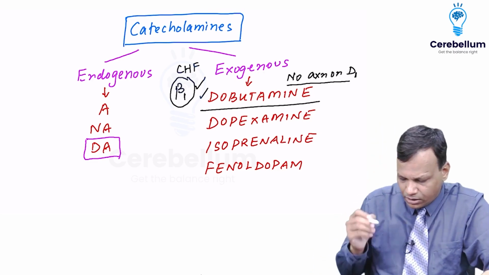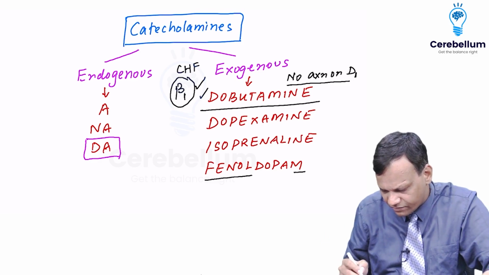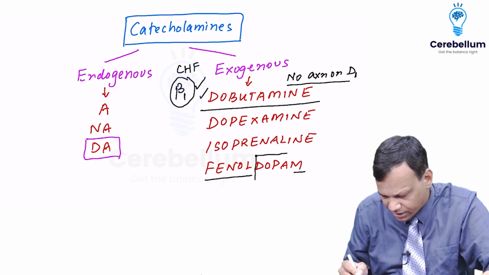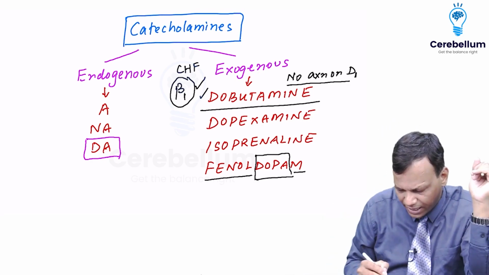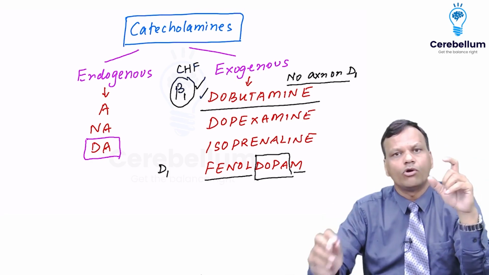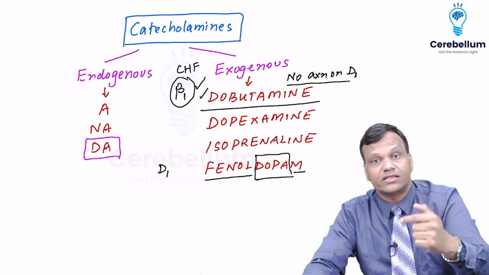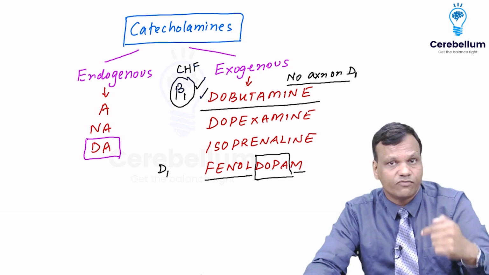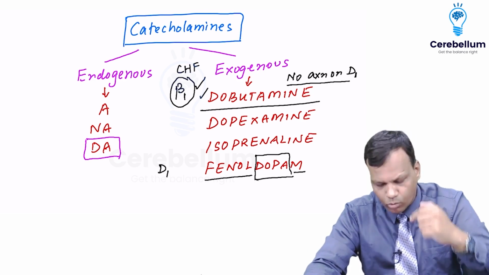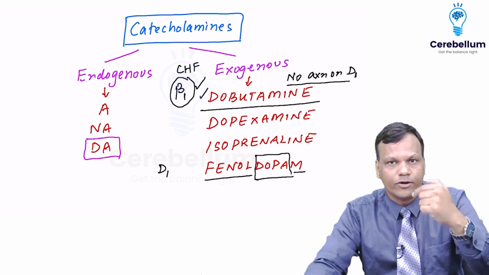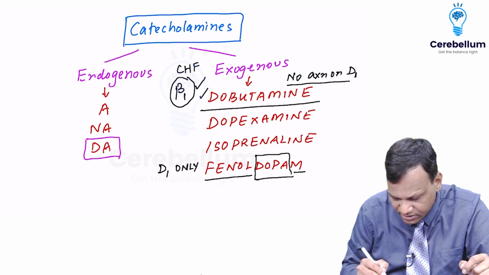Okay. Now, if you see the next drug, fenoldopam, and see carefully, its name contains dopa. Its name contains dopa means it can stimulate D1 receptor. Fenoldopam can stimulate D1 receptor. Now if we read this name again and again, fenoldopam, fenoldopam, it looks like we are saying only dopa, only dopa. So that says that it stimulates only D1 receptor.